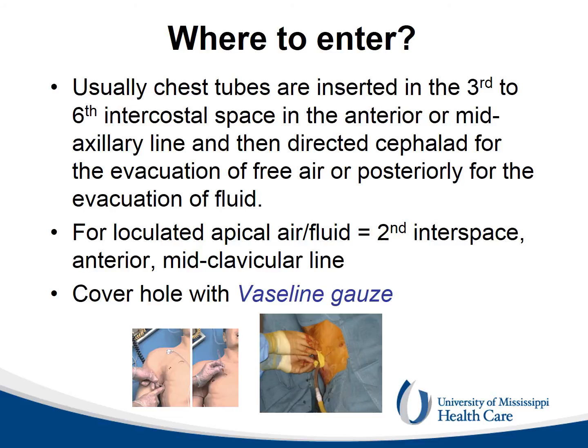For loculated air or fluid at the apex of the chest, a tube or catheter is inserted into the 2nd intercostal space in the anterior mid-clavicular line. It is better to cover the skin hole with a Vaseline gauze to prevent air to enter the chest between the skin and the chest tube.